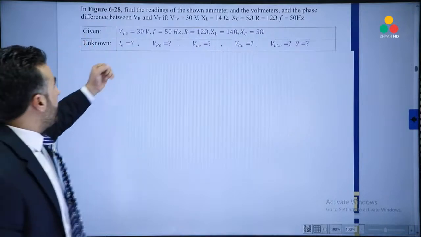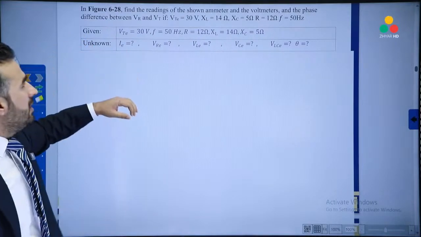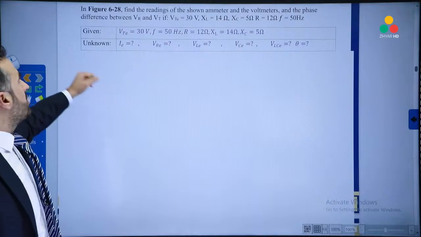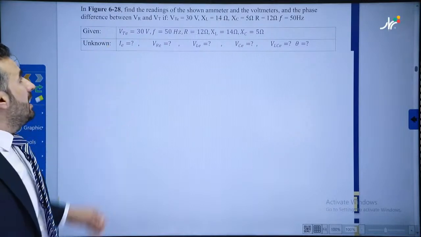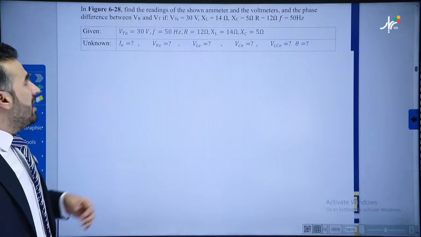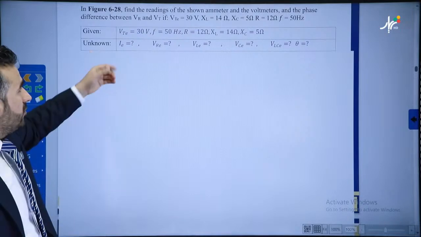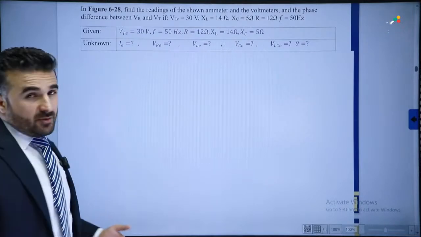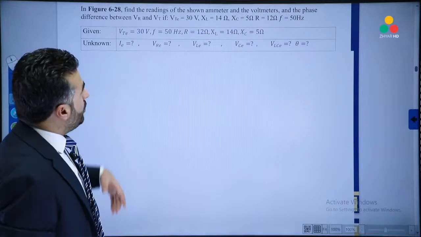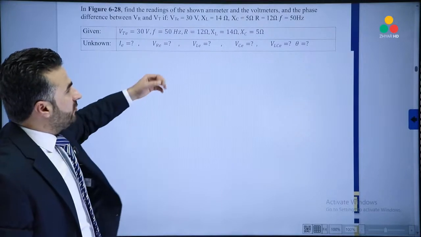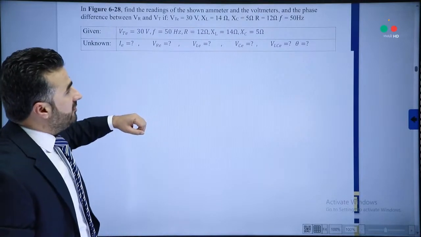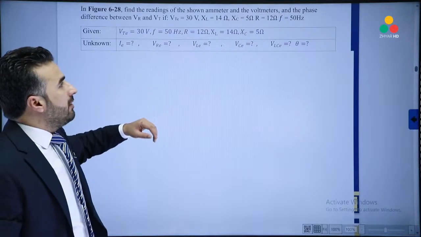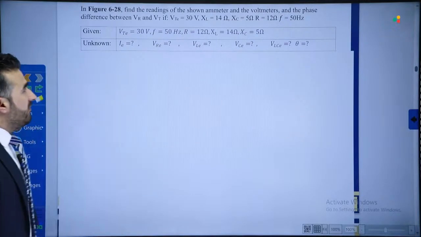So what are the things that we have? It says, find the readings of the shown ammeters and voltmeters and the phase difference between VR and V total. You can say V total effective is 30. When we say V total effective, that is the voltage supplied by the source. And then we have XL, which is 14 ohm, XC, that is 5 ohm, the resistance, which is 12 ohms, and of course a frequency of 50 hertz as well.